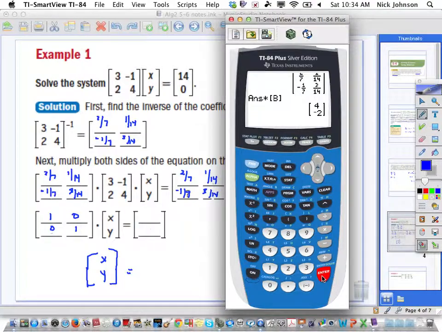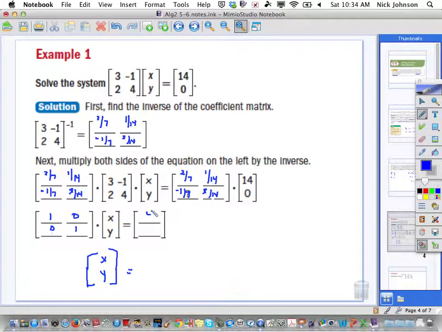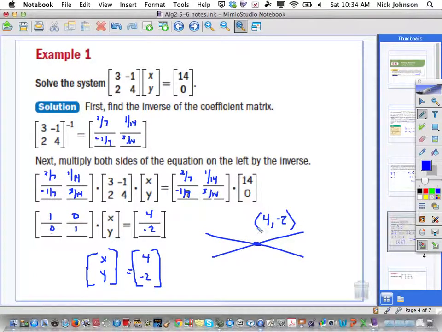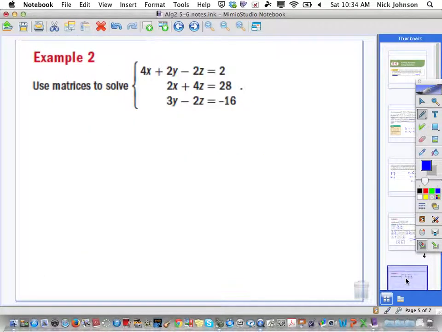And I get my answer 4, -2. So x is 4, y is -2, is where that system of equations intersects: 4, -2. A lot easier. Let's look at example 2. It says use matrices to solve. Okay, so what I need to do is make a coefficient matrix, and this one's going to be a little bit bigger, times my variable matrix equals my solution matrix.